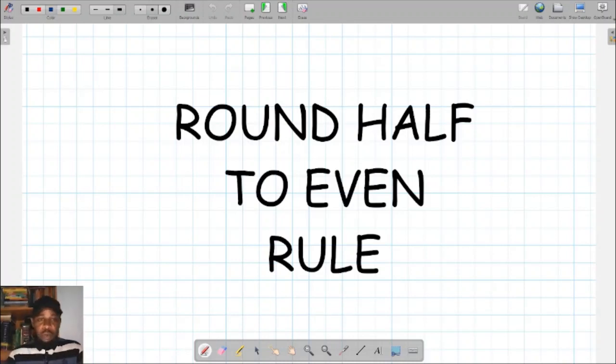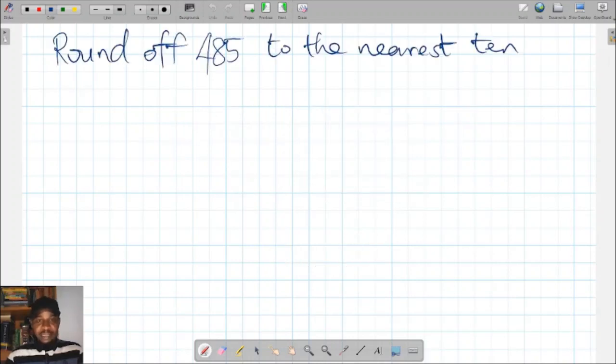So sometimes we round to the lower bound and sometimes we round to the upper bound, and this is where the round half to even rule comes in. Let's take a look at that question again. 485 to the nearest 10.